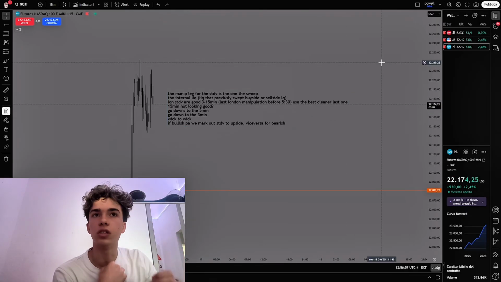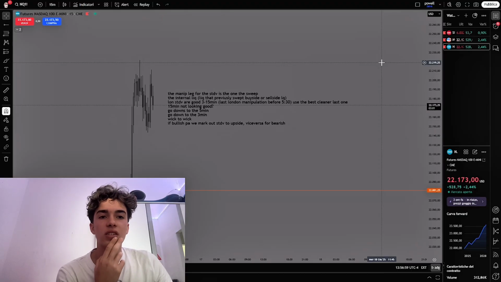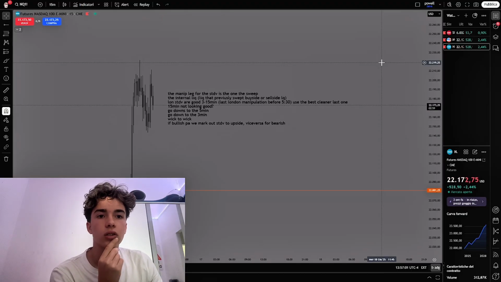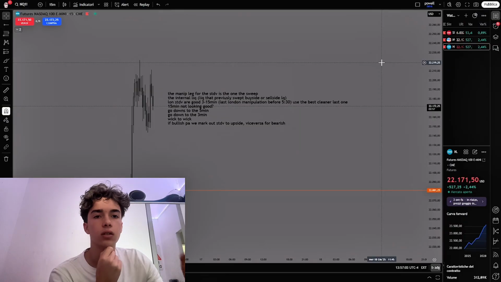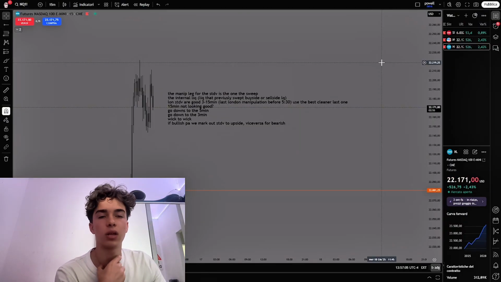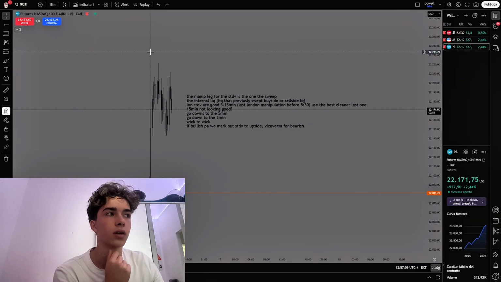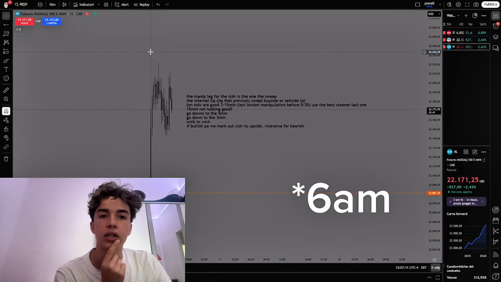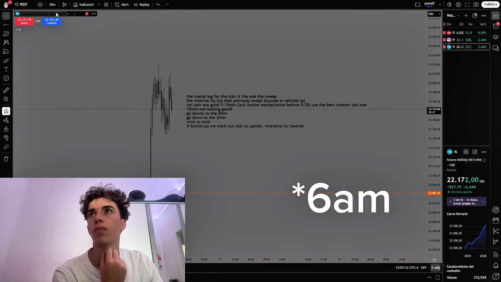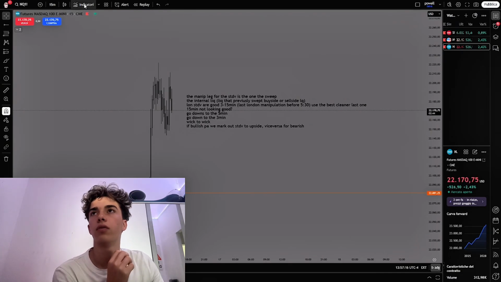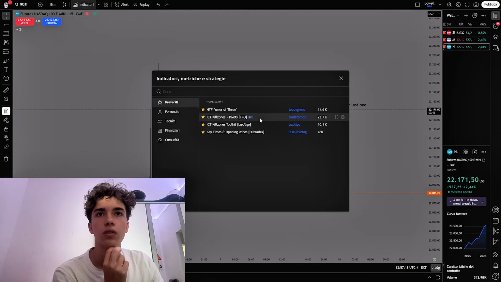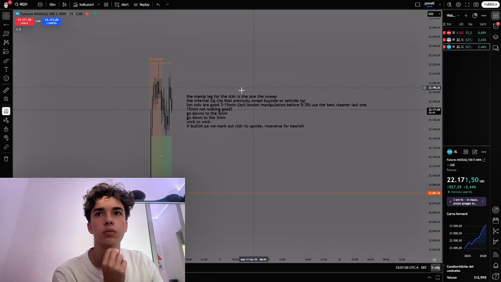Basically, what does this mean? It means that we use for the fib the last manipulation leg of the London session, so before 5 AM or 5:30 AM. If you have the indicator, I think I have it. It's this, basically.